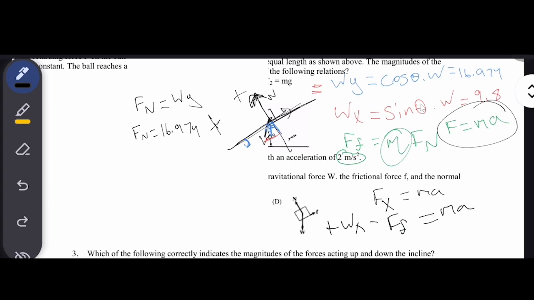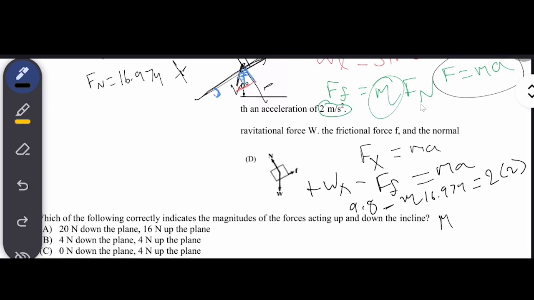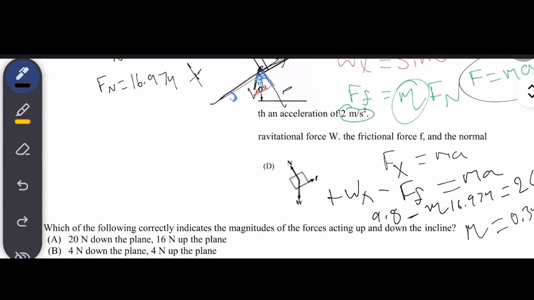And then plugging in our values, we know that Wx is 9.8 minus force friction, which is mu times force normal, which we said is 16.974, is equal to mass, which was 2, and the acceleration, which was 2. Now, as you can see, the only unknown variable is our mu, and we can solve for mu by getting mu all by itself. And once we do that, we get mu is equal to 0.342.